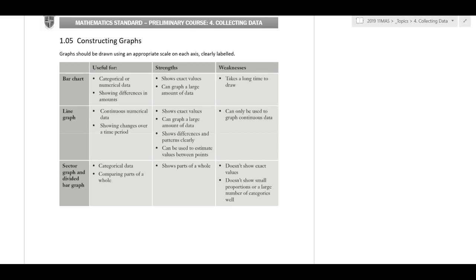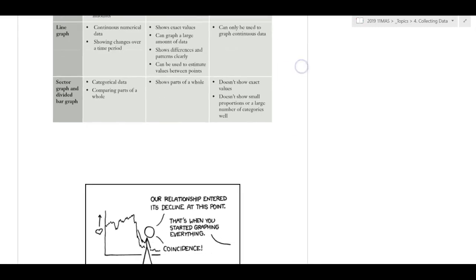So if I'm comparing the relative size of different elements, different scores within this data set, if I want to display them as parts of the total, then a sector graph or a divided bar graph is good. If I want to provide data that I can read off, so that I can compare the relative sizes and maybe rank them from highest to lowest, then a bar chart might be great. And if I want to see a trend within my data, then a line graph might be the way to go. Okay, they have strengths and weaknesses, and take a moment to read through that information there.